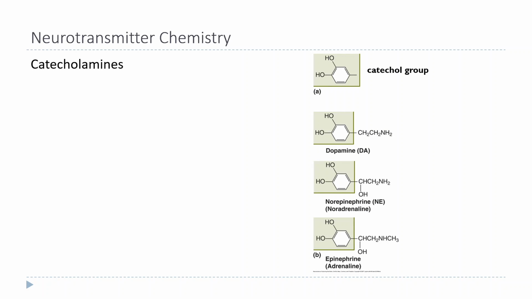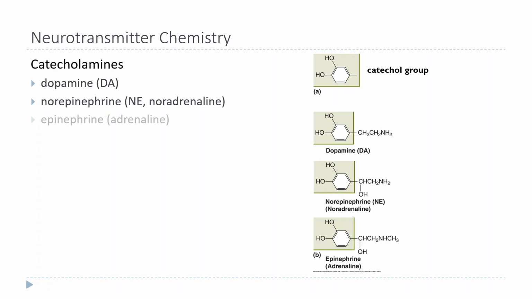And then we have the catecholamines. There are 3 catecholamines: dopamine, norepinephrine, and epinephrine. They're all called that because they have this structure here as part of their chemical structure called the catechol group. This is a phenyl ring with 2 alcohol groups attached. This is dopamine, that catechol group with just this ethylamine group attached, and then norepinephrine has one OH, and then epinephrine has another methyl group attached to it.